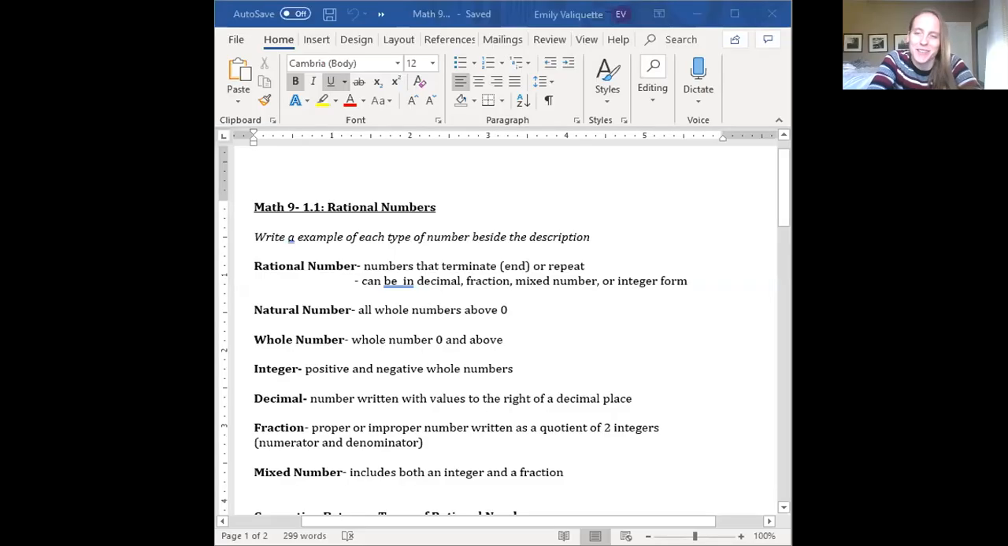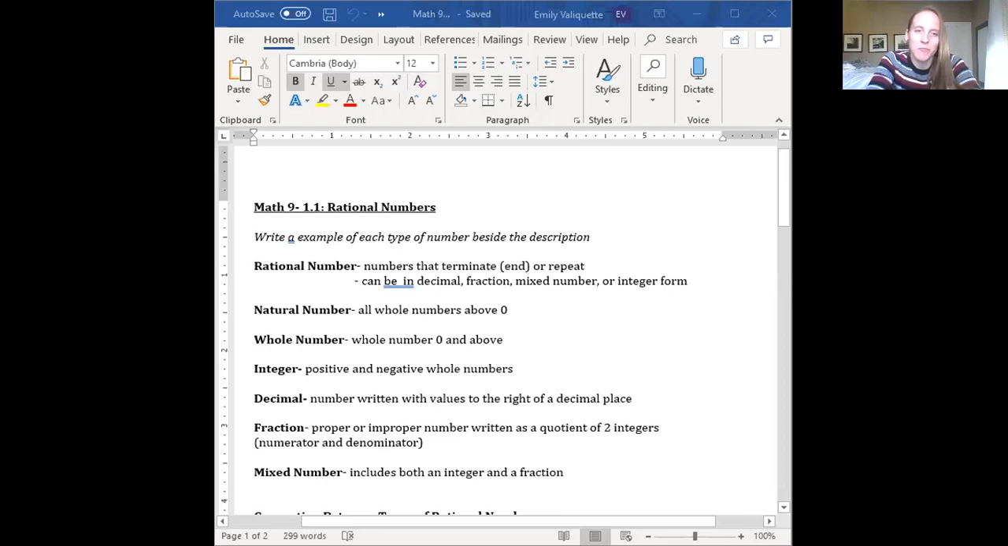In fact, most of the stuff that we're going to be doing in chapter 1 will be stuff that you did in junior high, and we're just kind of reviewing it all. But in case you don't remember, let's go over a little bit of review. Okay, so this is lesson 1.1, rational numbers. And so we'll start with just a couple definitions.